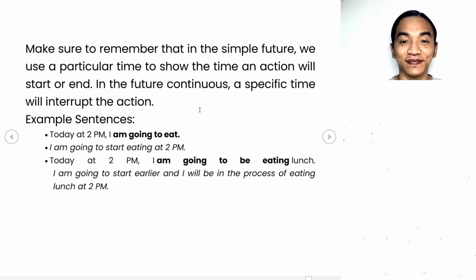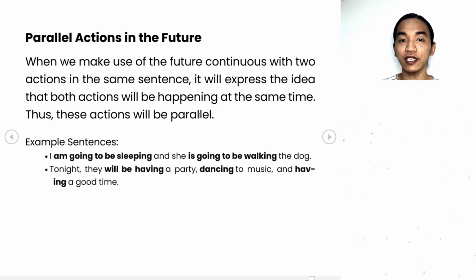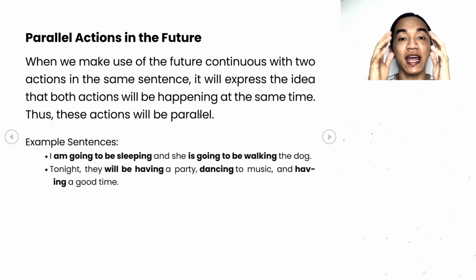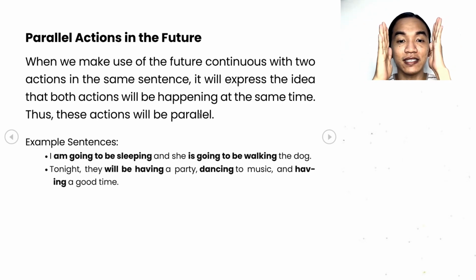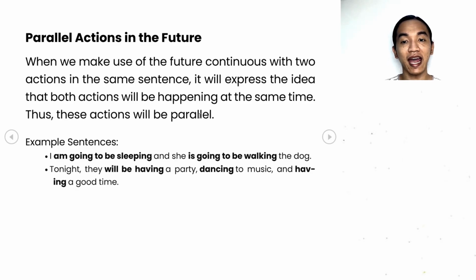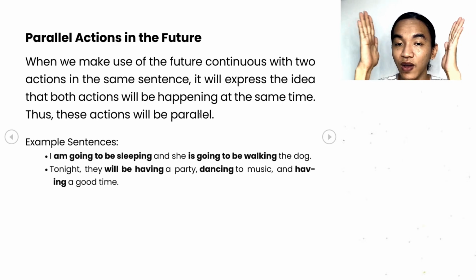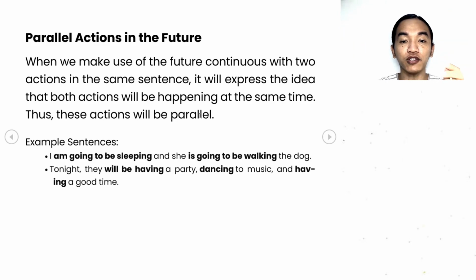All right? Now, we also use the future continuous tense to talk about parallel actions in the future, two actions happening at the same time. When we make use of the future continuous with two actions in the same sentence, it will express the idea that both actions will be happening at the same time. Thus, these actions will be parallel. Example, I'm going to be sleeping and she's going to be walking the dog. Two actions happening together in the future.